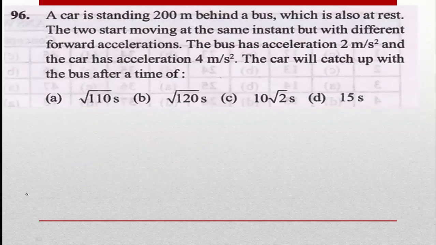And the next question is the last question in this topic, and the rest of the questions try to solve yourself. A car is standing 200 meter behind a bus, which is also at rest, and the two start moving at the same instant, but with different accelerations. Bus has acceleration 2 meter per second square, car has acceleration 4 meter per second square. Car will catch up with the bus after time t.